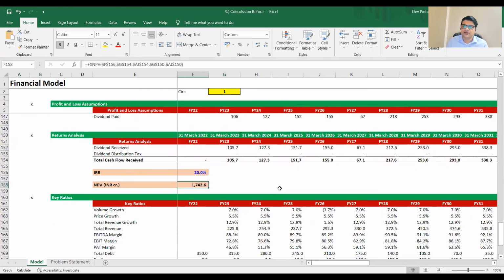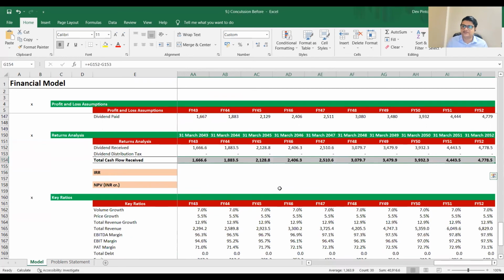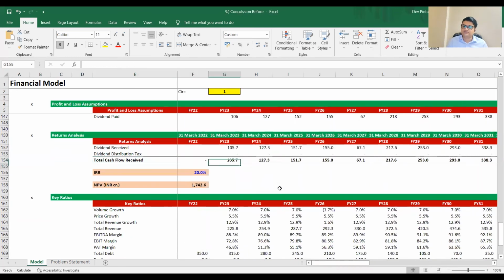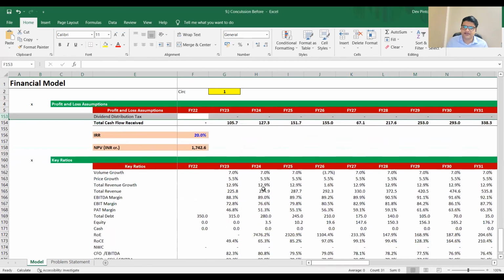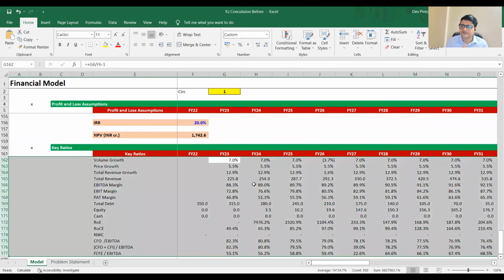Then we ran like a returns analysis kind of scenario, and we said that, hey, you know what, if we believe that these are the cash flows that this toll road asset is going to generate over the next 30 years, and we want to make a 20% rate of return on these cash flows, we're okay paying this much, right? Now, if these cash flows go down for reasons that I mentioned above, maybe the volume growth doesn't come, these cash flows will get compressed, and at 20%, this NPV will come down, right? So that's how it plays into the valuation. We assume zero dividend distribution tax because that was asked of us in the problem statement, and then we computed key ratios. So thank you guys for watching.